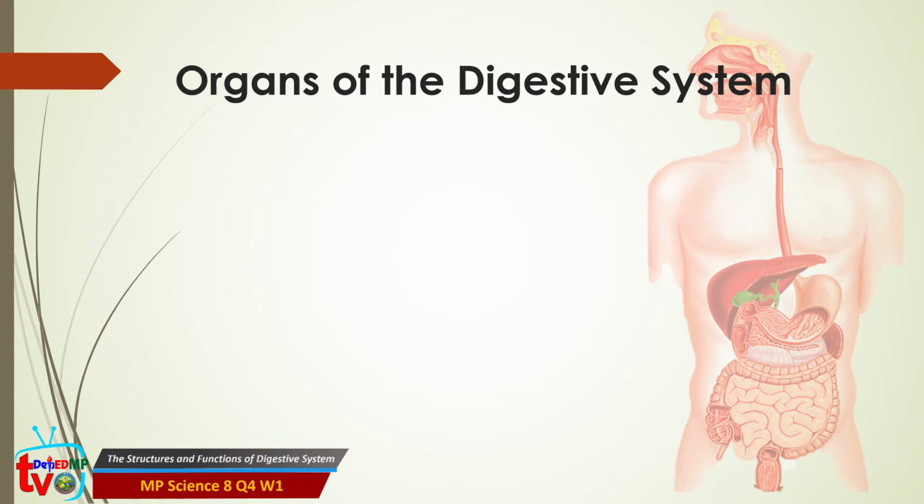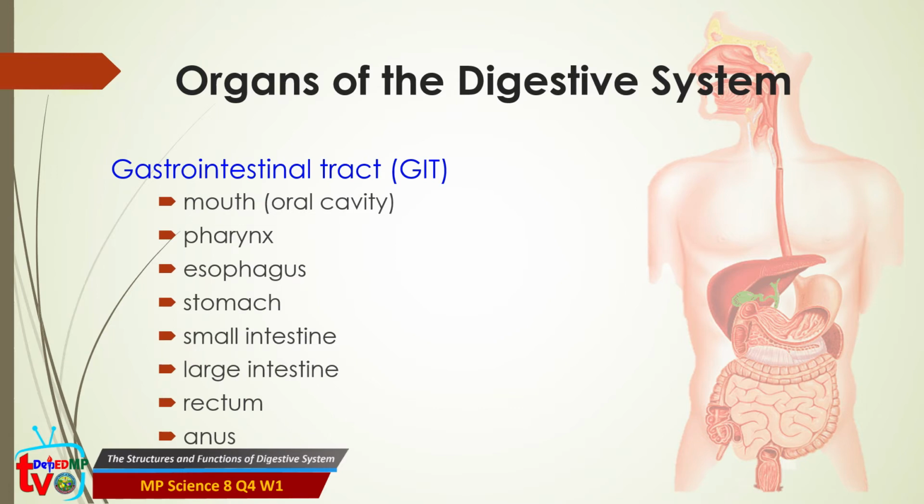The digestive system has 2 organs. First is the gastrointestinal tract or the GIT. The GIT is the continuous passageway which contains the food from the time it enters the body until it leaves. This organ includes the mouth or the oral cavity, the pharynx, the esophagus, the stomach, the small intestine, the large intestine, the rectum, and the anus.